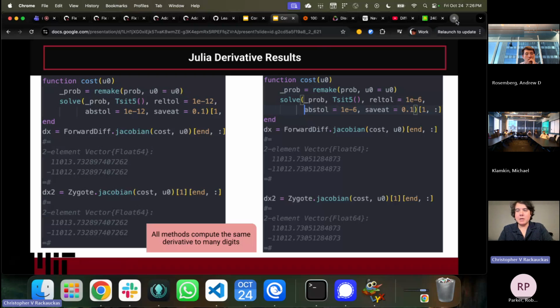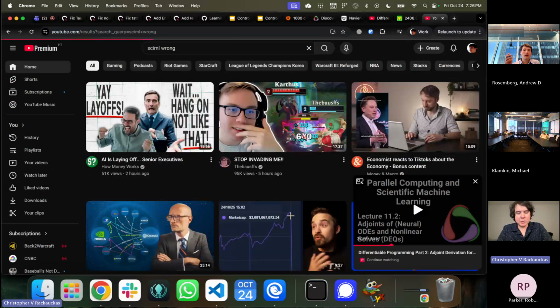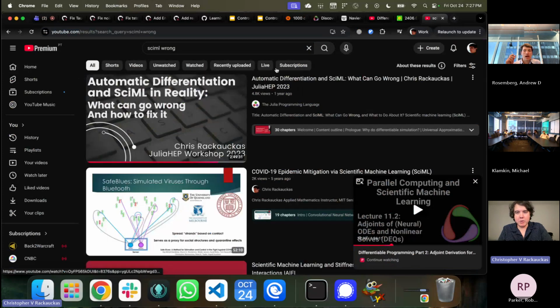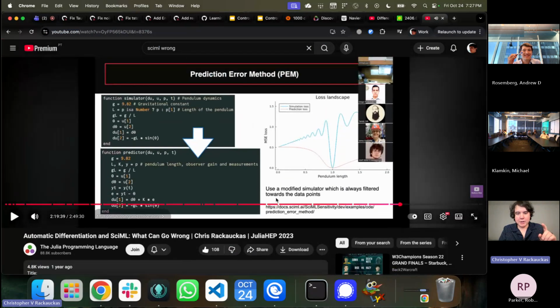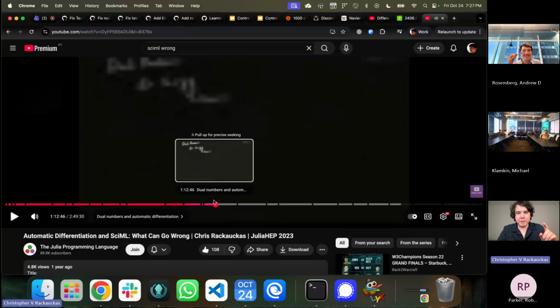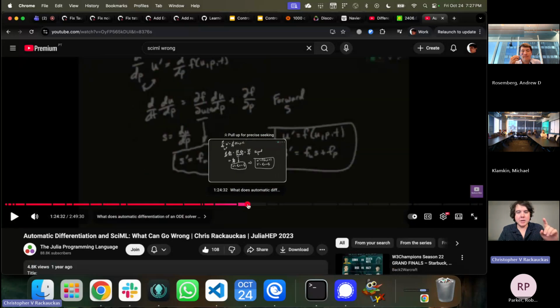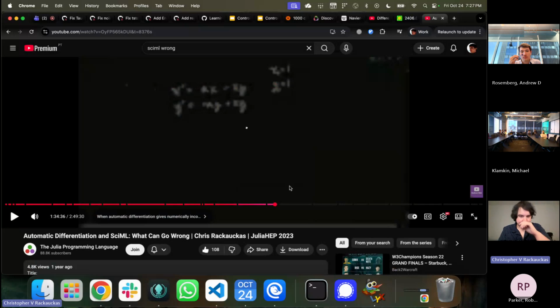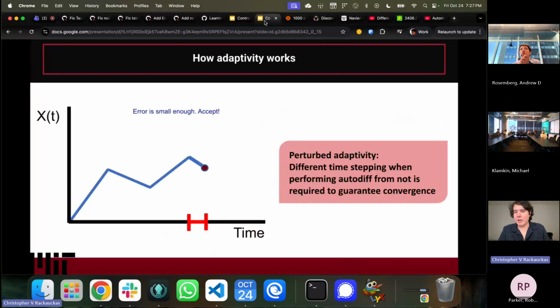Again, if you want to see this in a lot more detail, I go through the derivation in a lot of detail in this talk, "Automatic Differentiation in Scientific Machine Learning: What Can Go Wrong?" It does a whole derivation, a whole whiteboard version of how automatic differentiation works and how this ends up being non-convergent. I'll leave it there because I'm running out of time.